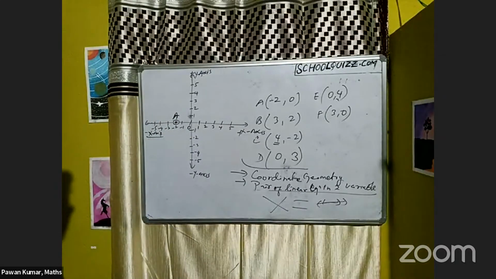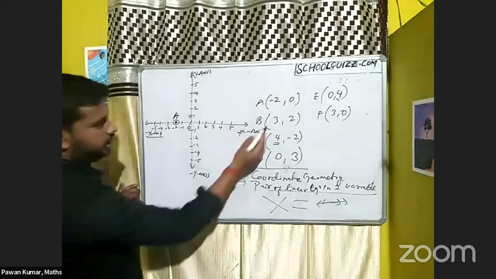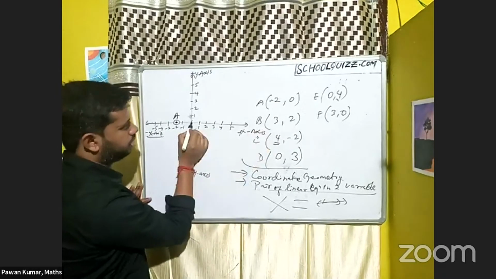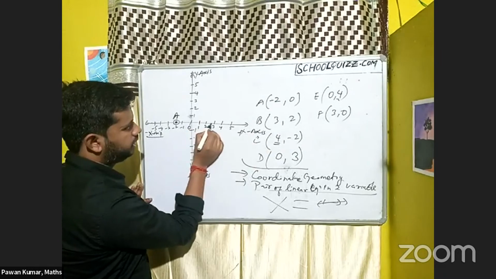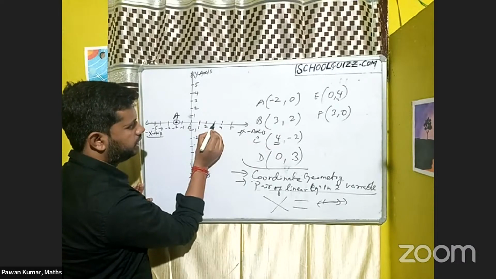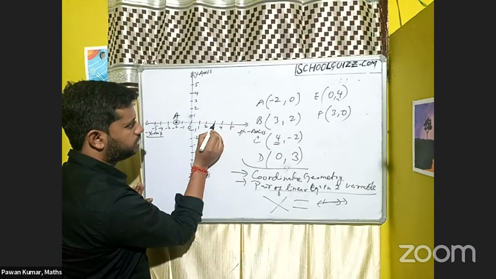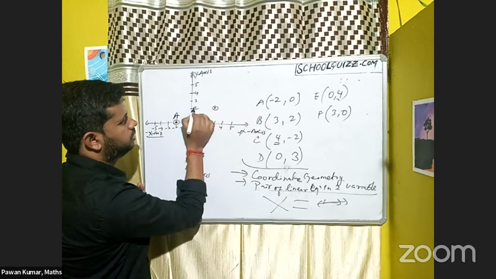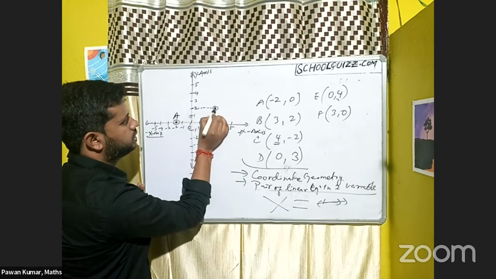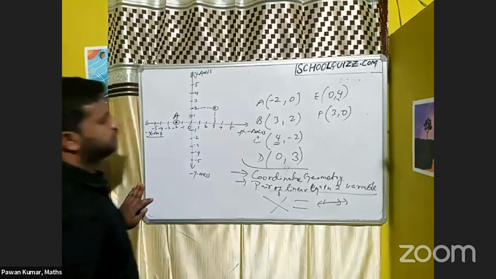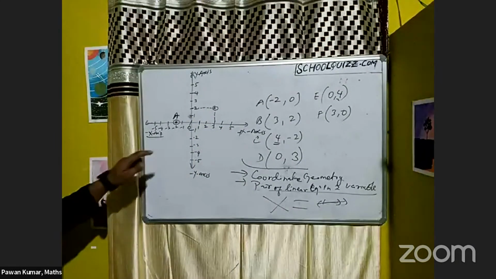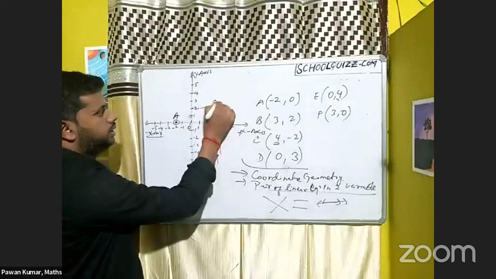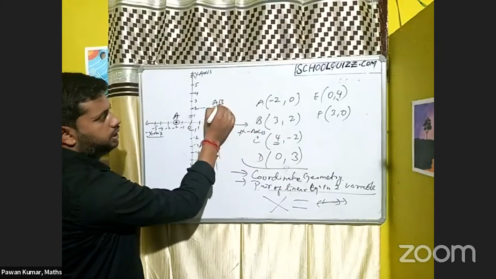See the next one, 3 comma 2. Again 3 means positive 3, so from the origin you move 3 units here. Again 2 units means plus 2, so upward you move 1, 2. This is the point, because if you extend these 2 points it will cut here. Okay, this point is B, that is 3 comma 2.